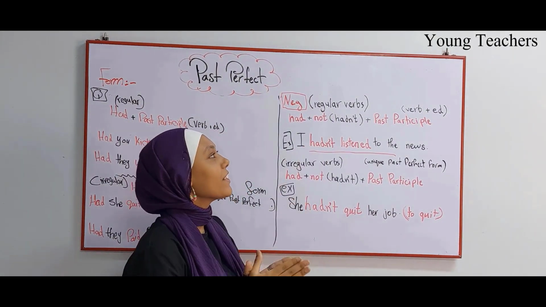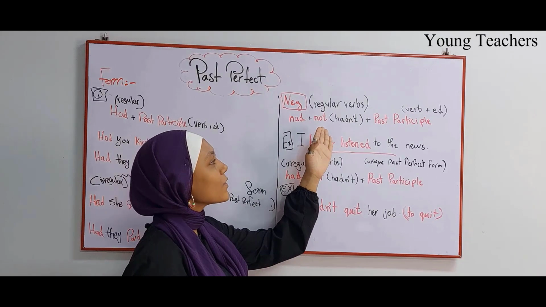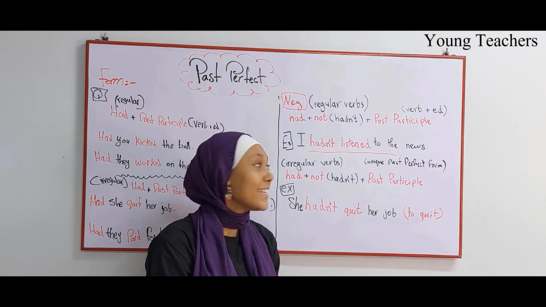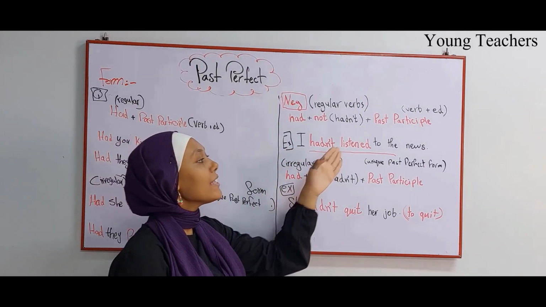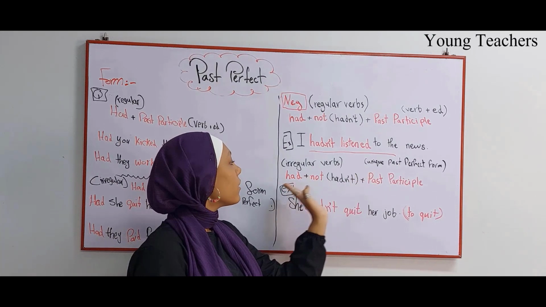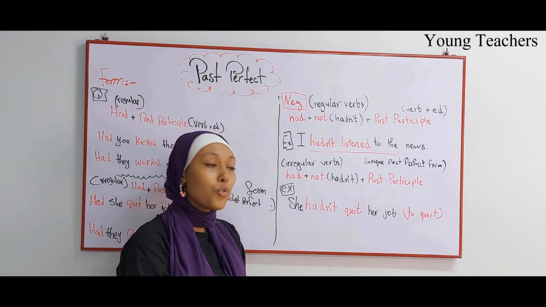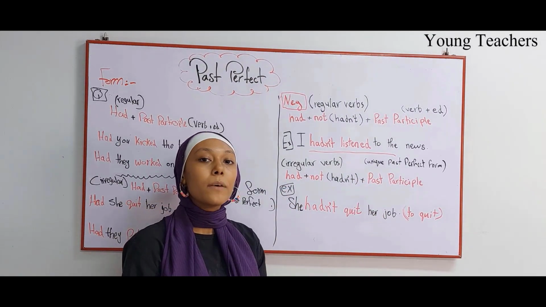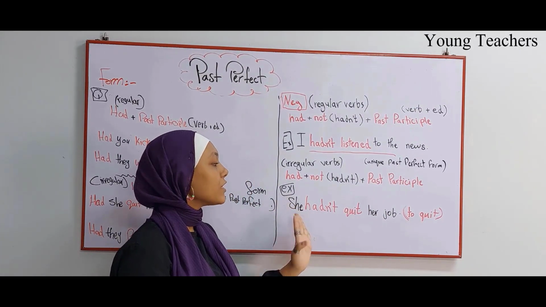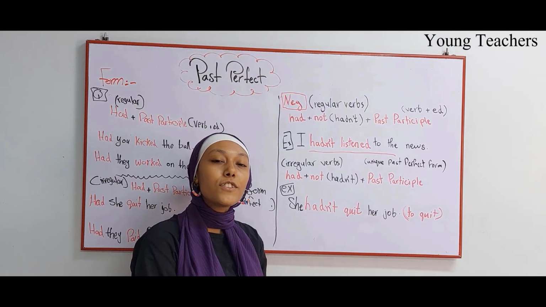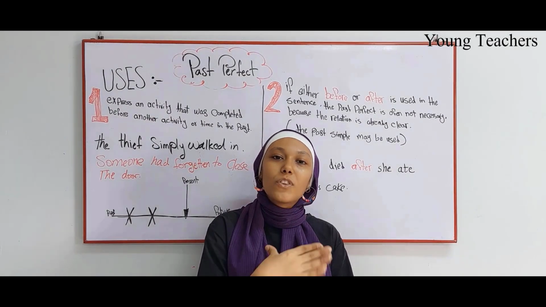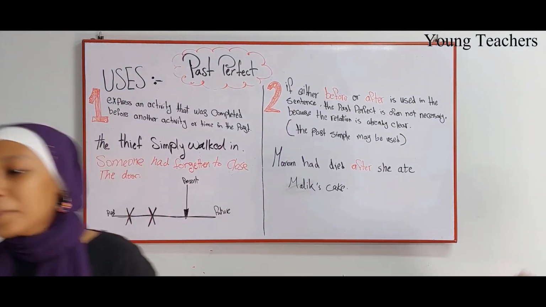In the negative with the regular verbs, had is contracted to hadn't plus past participle, which is verb plus ed. Examples: I hadn't listened to the news. With the irregular verbs, had is contracted to hadn't plus past participle, and the past participle has a unique past perfect form. Examples: She hadn't quit her job. The infinitive form is to quit. And now Malik will teach you how to use the past perfect.